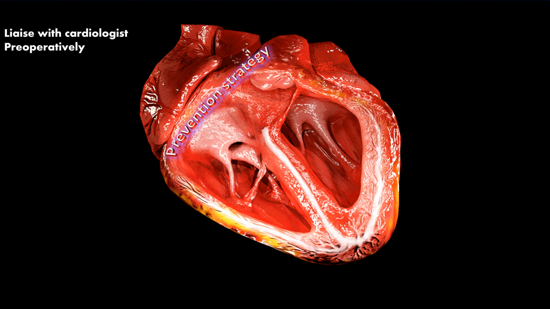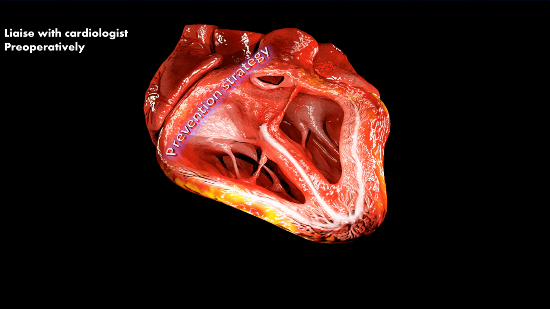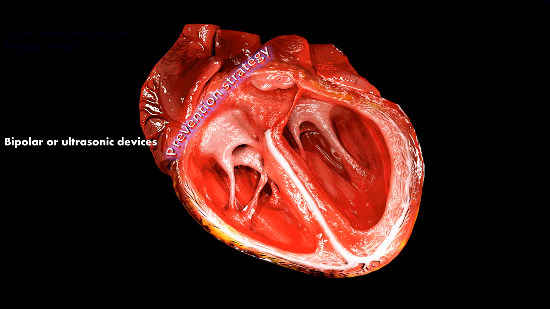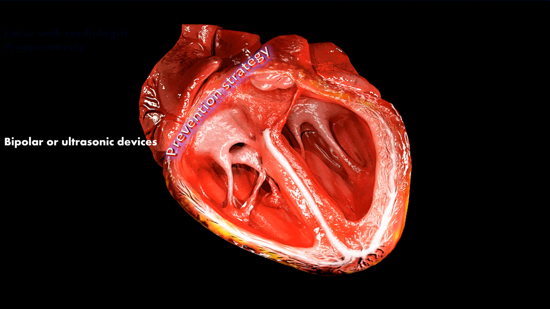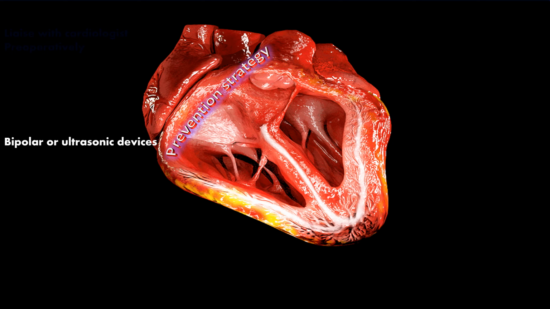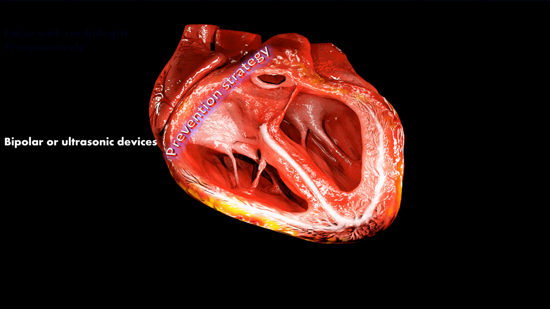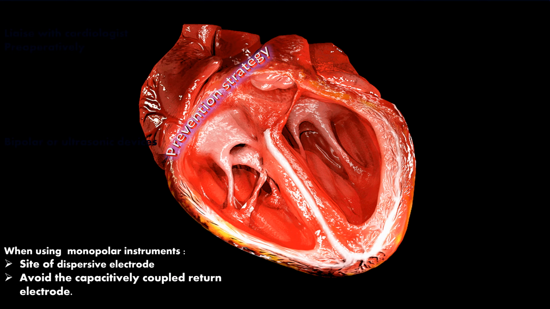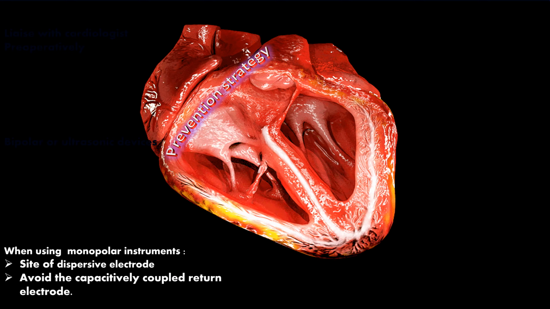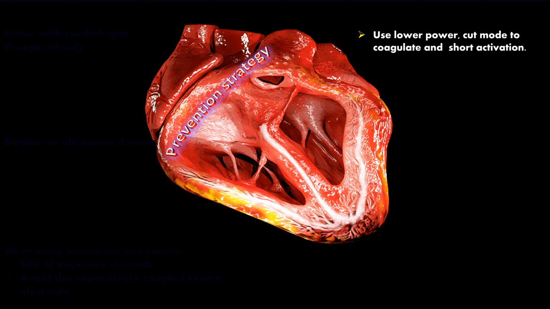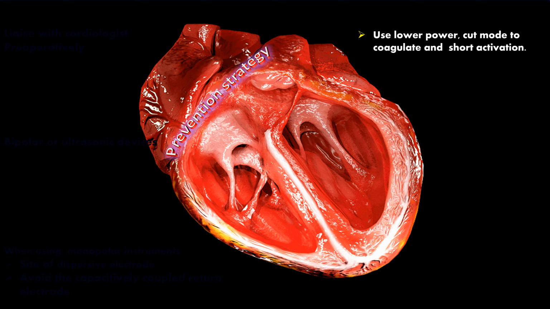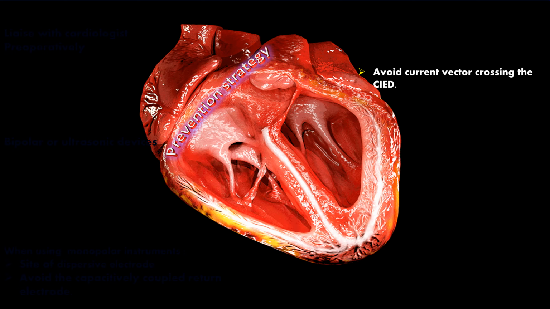Prevention strategy. The following steps should be followed to prevent electromagnetic interference. Liaise with the cardiologist preoperatively. Use bipolar or ultrasonic devices in patients who are highly dependent on CIED. When using the monopolar instrument, place the dispersive electrode as far away as possible from the pacemaker. Use lower power setting cut mode to coagulate and short activation.